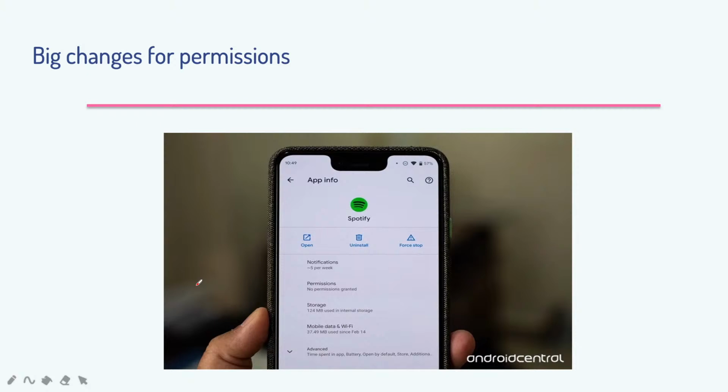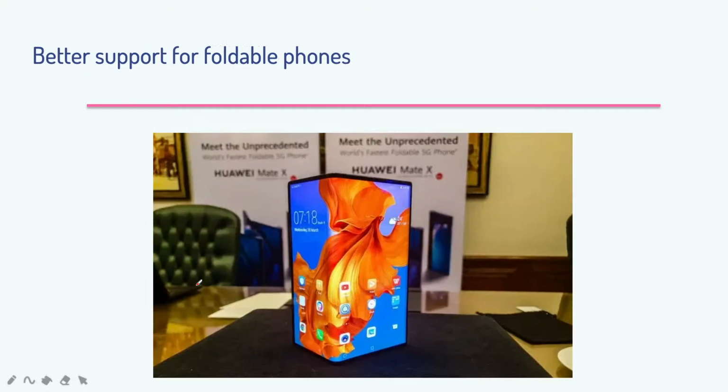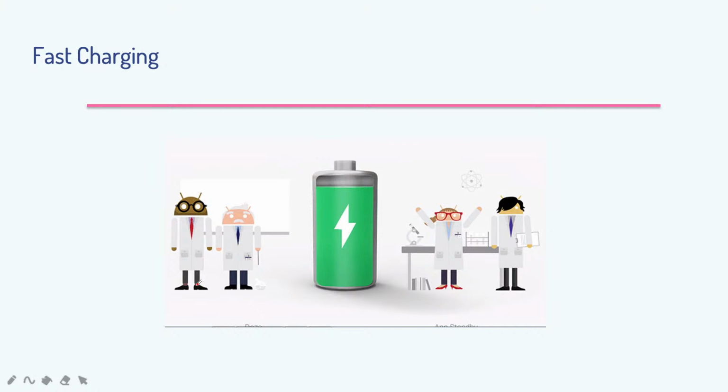Okay, and then an improved sharing menu, where we can share files everywhere, not only through Bluetooth or some other particular sharing application. We can share even more, and then we have better support for foldable phones. LG and Samsung are now focusing on these foldable phones, and nowadays we are getting fast charging, like 35-watt or 30-watt charging.